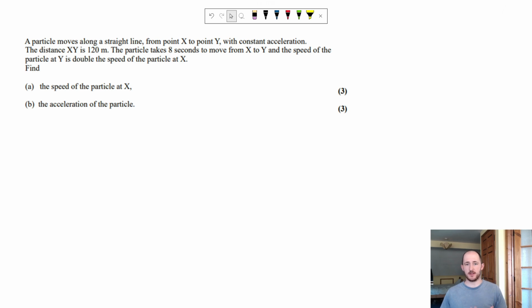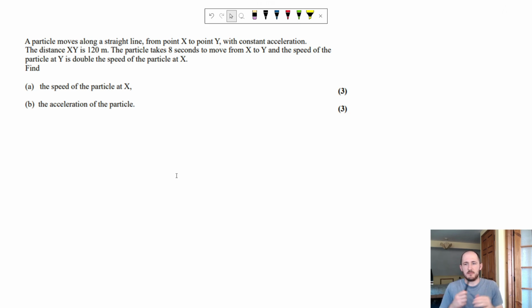So we have another startup question. It looks very similar to the one we just did, so I'm hoping it's not going to be too overwhelming for you. So we have a particle moving along a straight line from point X to Y, constant acceleration again, so SUVAT. Distance is 120 meters and it takes 8 seconds. And it also tells us the speed of the particle at Y is double that at X.